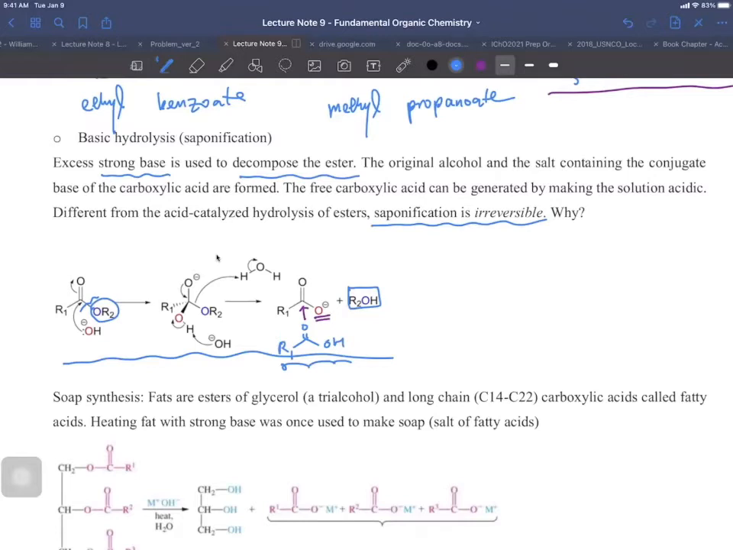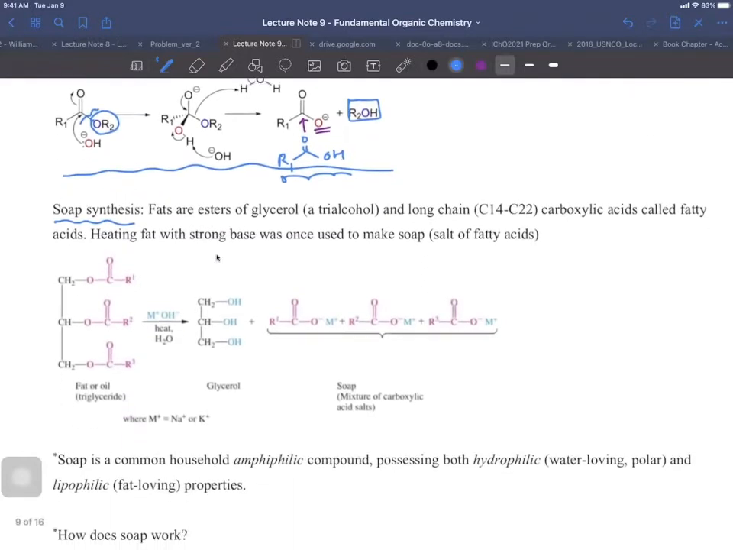So next, we can briefly talk about why the process is called saponification. Saponification actually is the soap making process, or the soap synthesis. So the name of saponification is from the soap making. Why is it related to soap? We need to have a look.